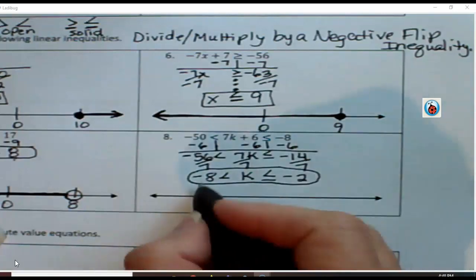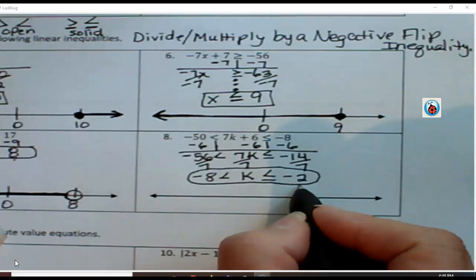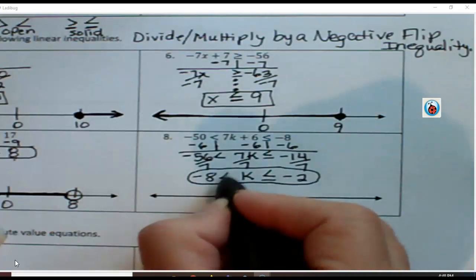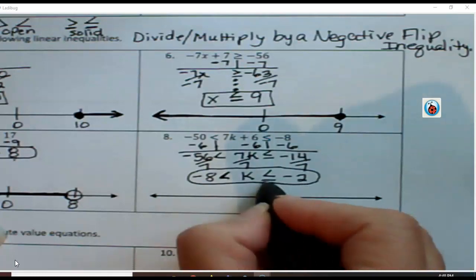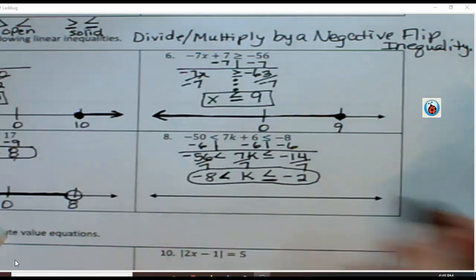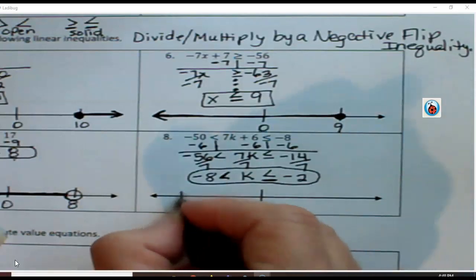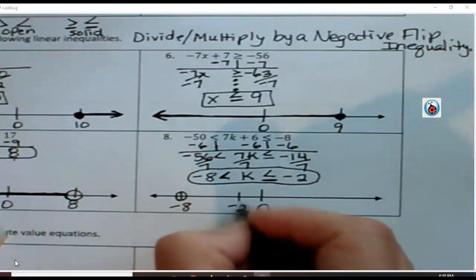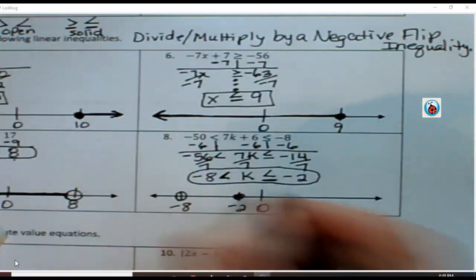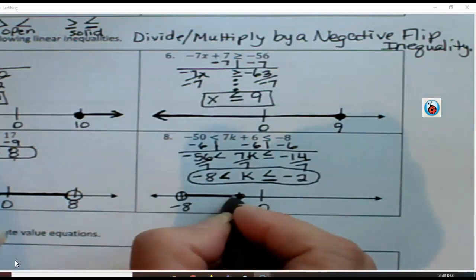It says all numbers between -8 and -2. Don't include the -8 because there's not a line underneath it. Include the -2 because there is a line under the inequality. Right, let's graph it. Put your -8 over here. It's going to be an open dot. Put your -2. It's going to be a solid dot. And you're going to connect the two. So it's all numbers in between.